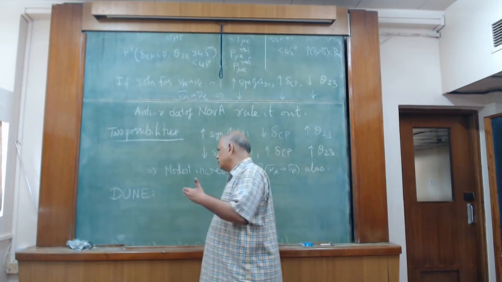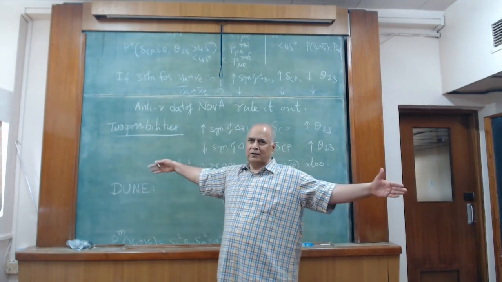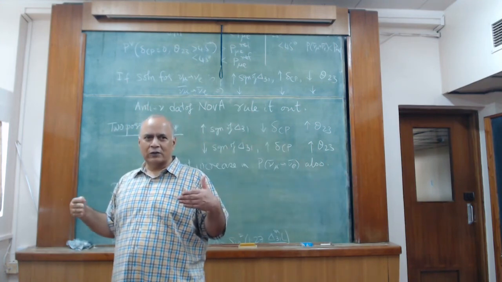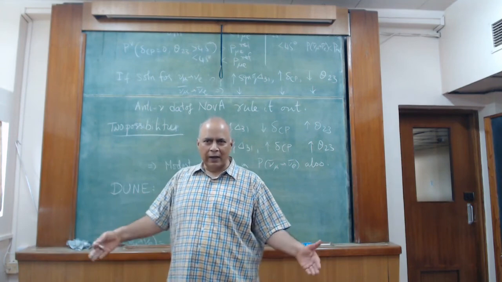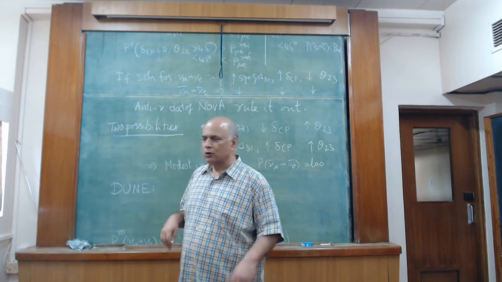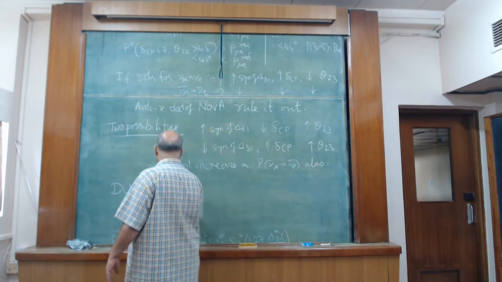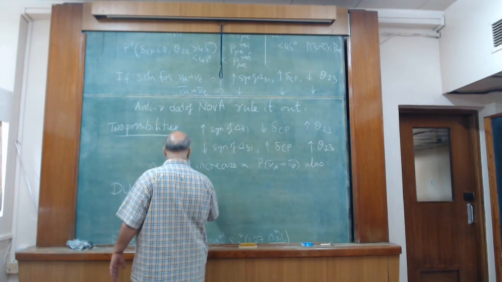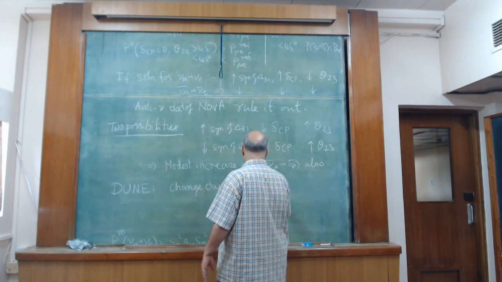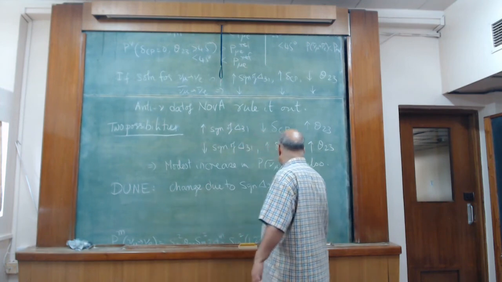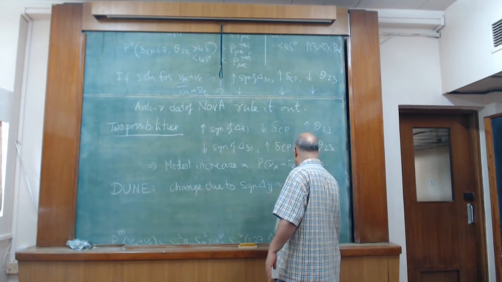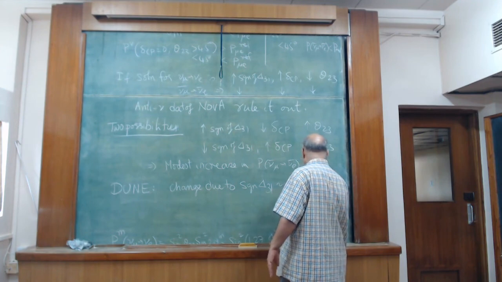So this DUNE has a longer baseline, and of course if you have a longer baseline, you want L over E to be constant, so you need to have higher energy. Higher energy means the matter effect is larger. So in DUNE, the change due to sine of delta 3 1 is roughly a factor of 2 times the change due to delta Cp.